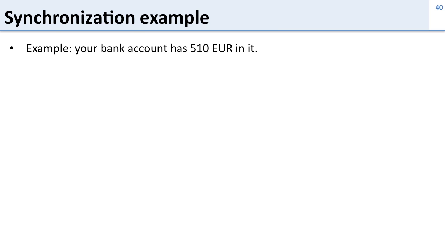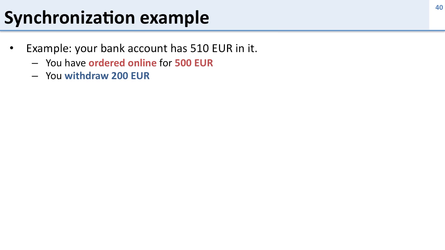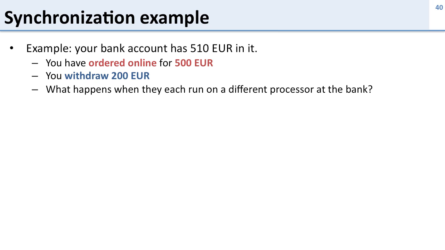So you have 510 euros in your bank account, and you've done two things. You've ordered something online for 500 euros, and then you go to an ATM machine and you attempt to withdraw 200 euros. And we want to see how this works. So what happens when these run on different processors at the bank? That is, they run in parallel.